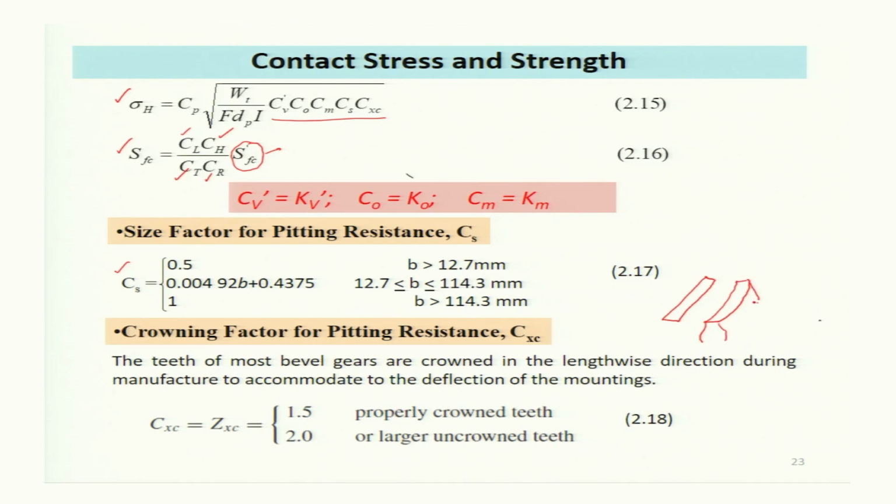This will be the gear in the lengthwise direction during manufacture to accommodate the deflection of the mountings. So, this crowning factor for pitting resistance is 1.5 for properly crowned teeth and 2 or larger for uncrowned teeth.